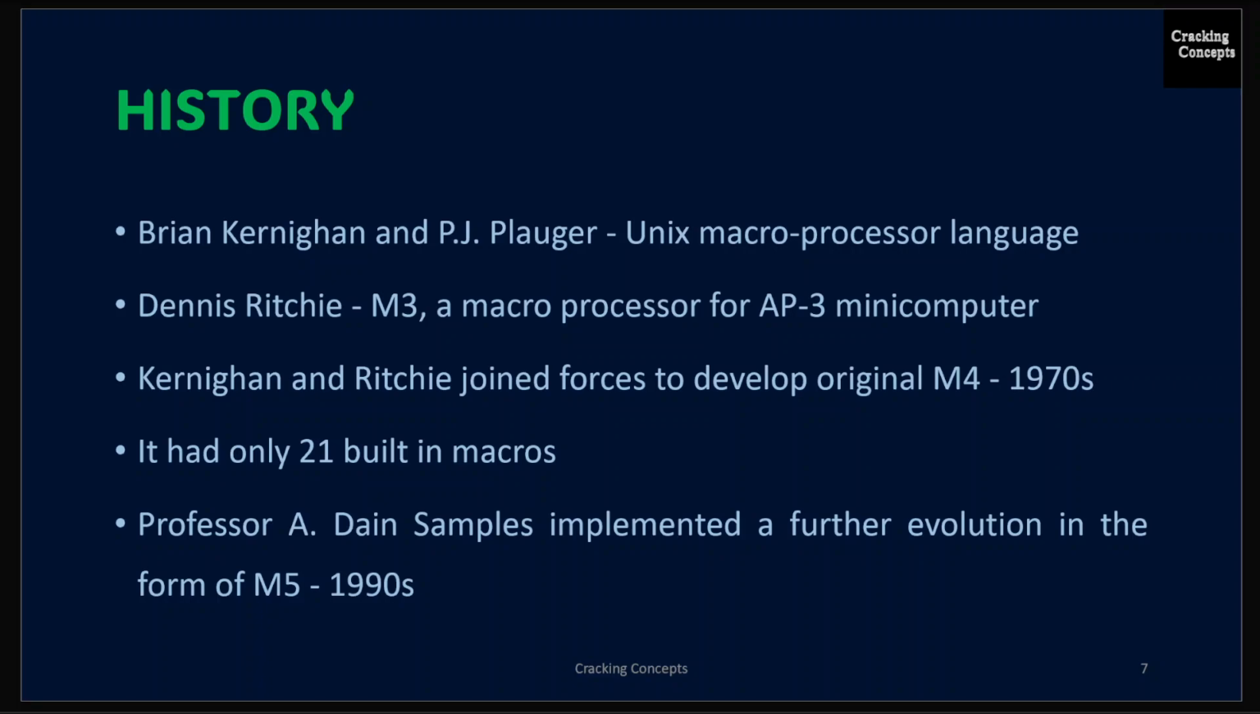Brian Kernighan and P.J. Plauger implemented a Unix macro processor language which inspired Dennis Ritchie to write M3, a macro processor for the AP3 minicomputer. Kernighan and Ritchie then joined forces to develop the original M4 in the 1970s. It had only 21 built-in macros. Professor A. Dain Samuel described and implemented a further evolution in the form of M5 in the 1990s.